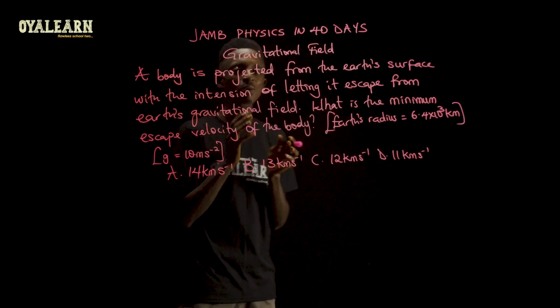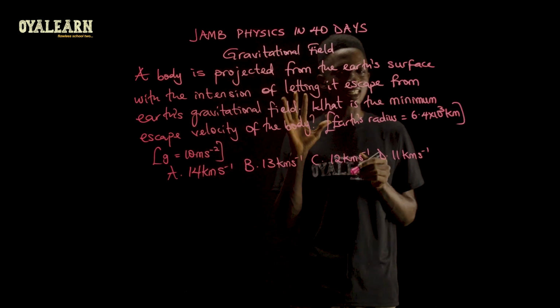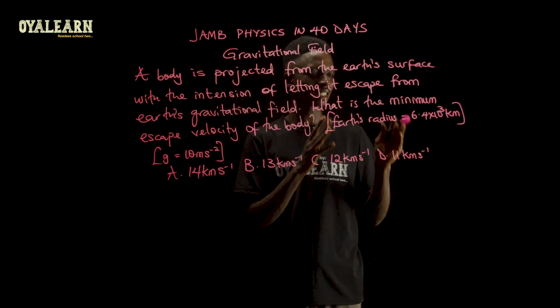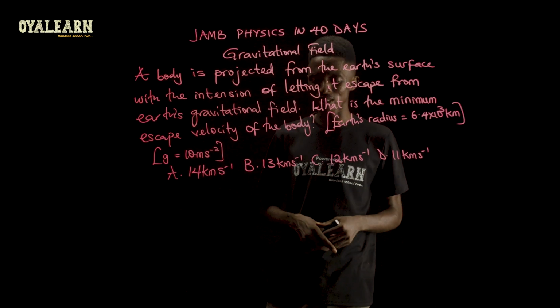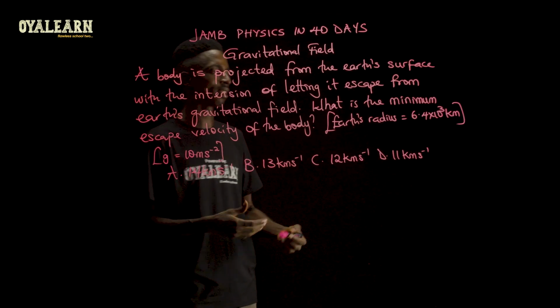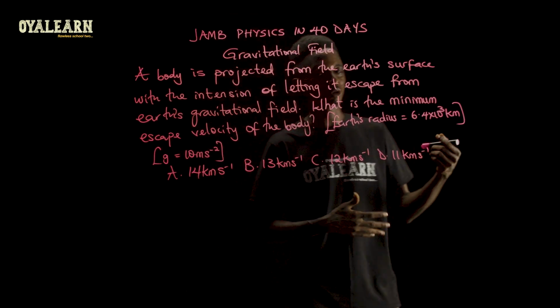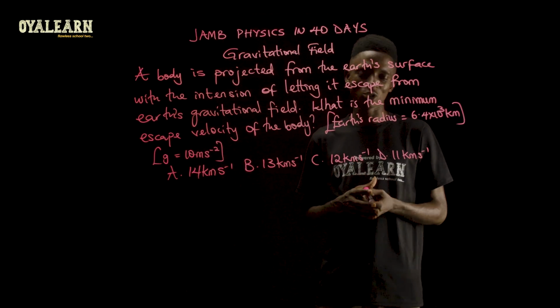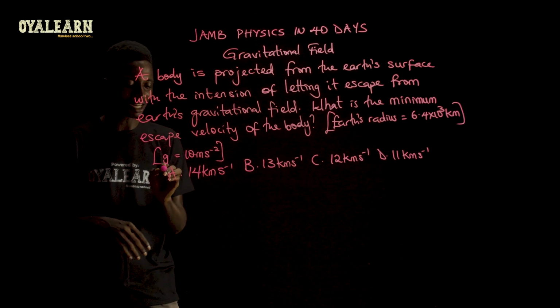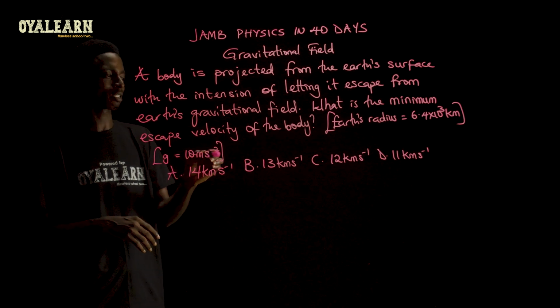Now, many students, when they solve this question, tend to hit a problem here. They always use 6.4 times 10 raised to power 3 kilometers just as it is, because when they look at the options, they see it in kilometers per second. So they think what they should be solving should also be in that kilometer range. But you have to note that gravitational acceleration here is given in meters per second squared.